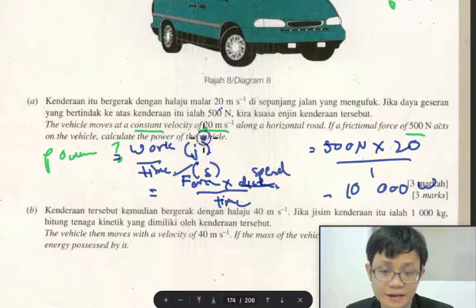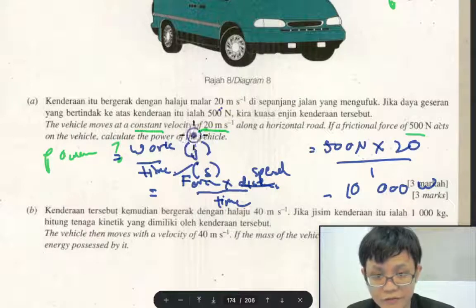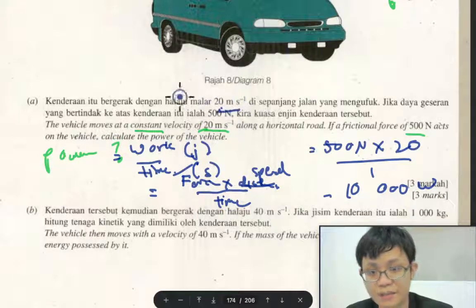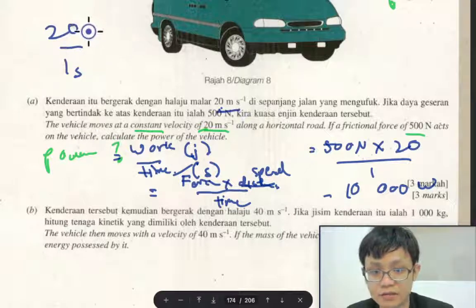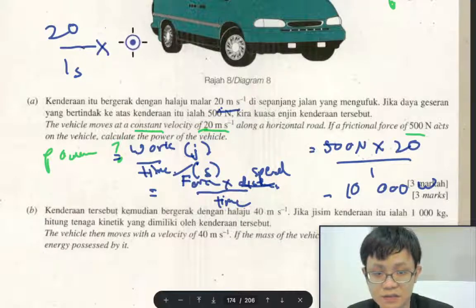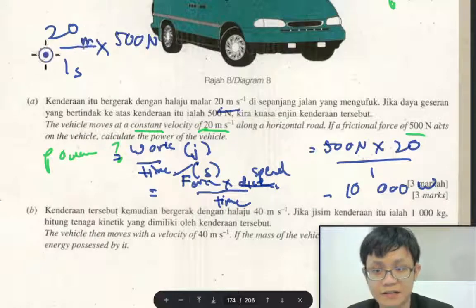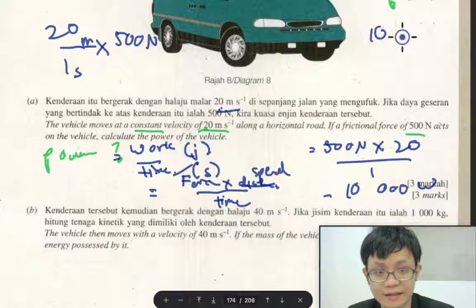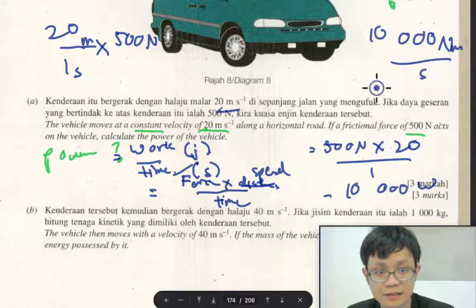So you need to get the joule, but we already have this one already, 20 m over 1 second. This is the 20, so you need to times 500 Newton. So it becomes Nm. You see or not? 20 m over s. So eventually you get 10,000 Nm over s equals to 10,000.